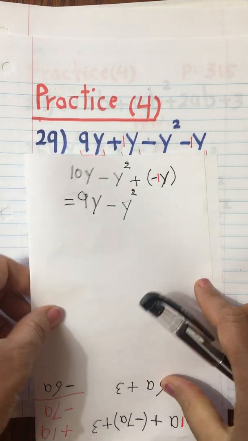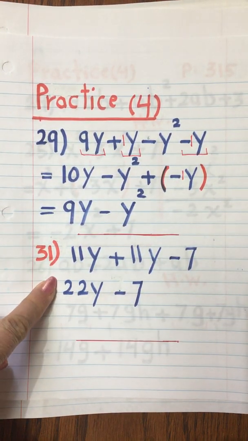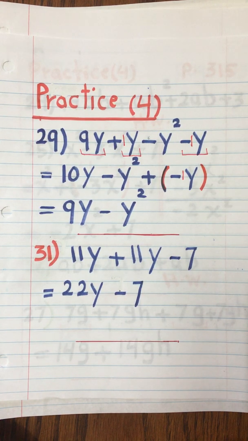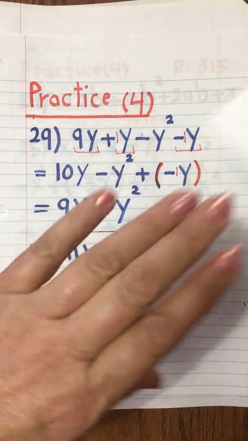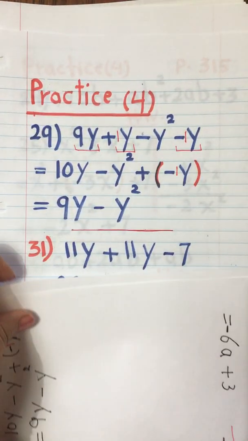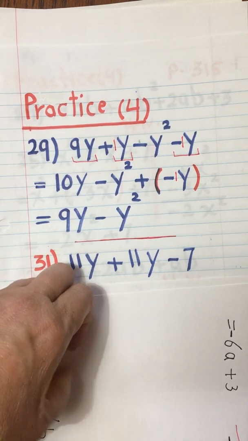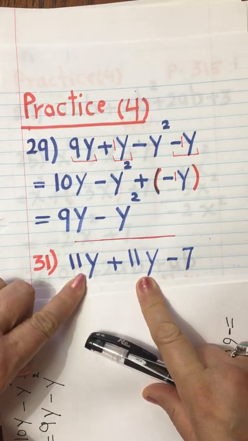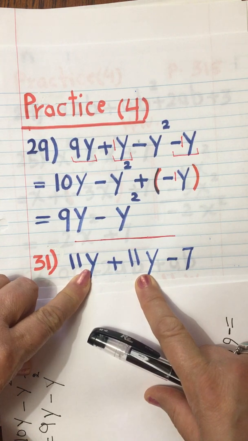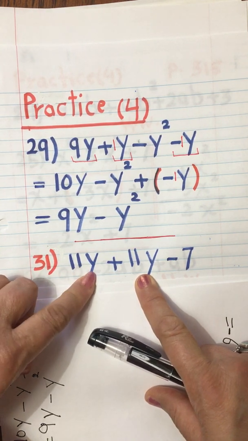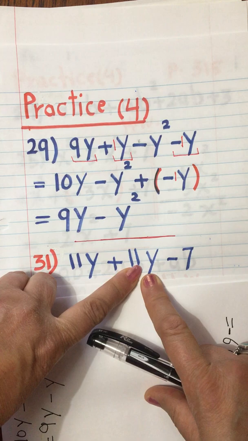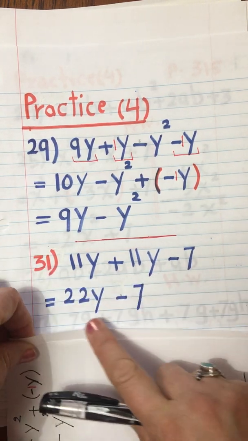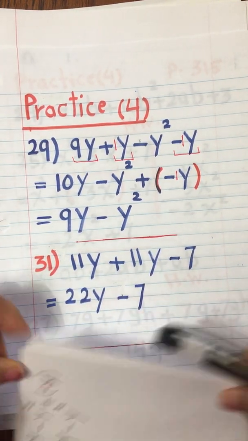So this is number 29. 31, guys. So we're gonna try 31. I look at 31 right here. So I have 11y plus 11y minus 7. So these two terms are like terms. So 11y plus 11y can be 22y minus 7. So 22y minus 7, this is the answer.